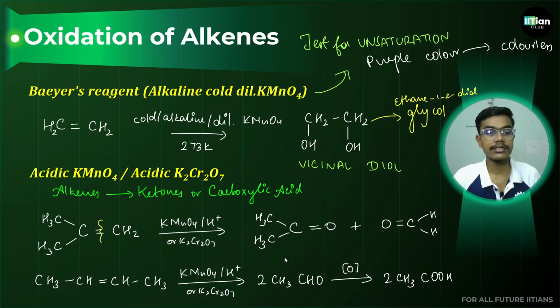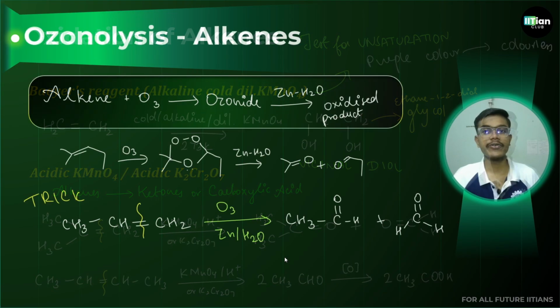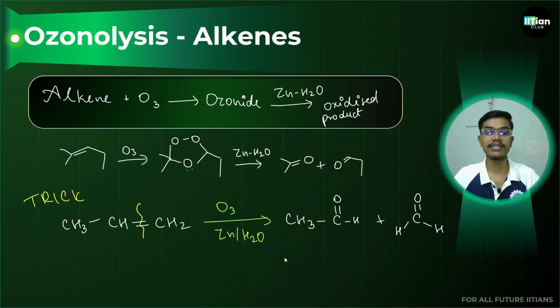Similarly, this is converting to an aldehyde first, and it is further getting oxidized to carboxylic acid. Next, you have ozonolysis of alkenes. Alkene plus O3 first gives you an ozonide intermediate, and then when you use zinc water, it will give an oxidized product. It will be an aldehyde or ketone.